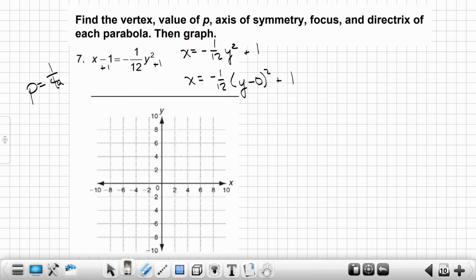So this is a sideways parabola, horizontal parabola. What is my vertex? 1, 0 is correct. Don't forget that this is my h and this is my k. So my vertex is 1, 0. Don't forget it's counting by 2s because it's annoying.